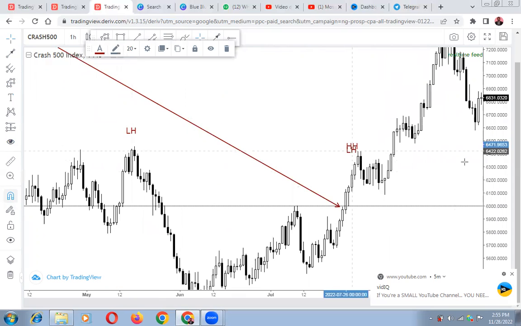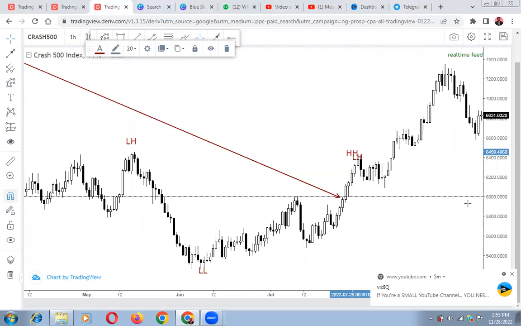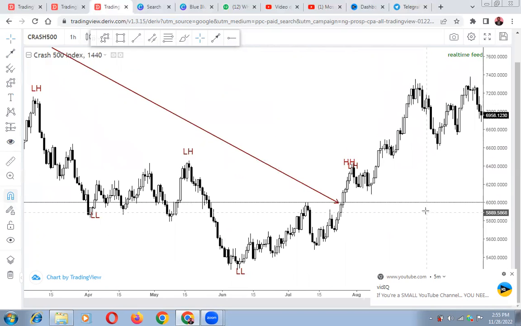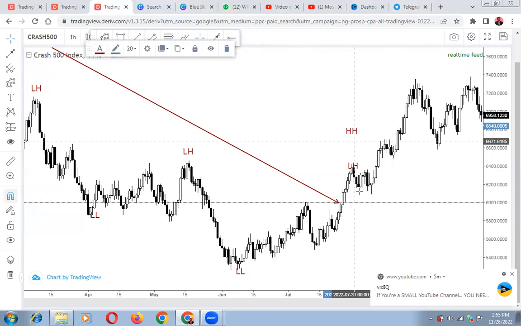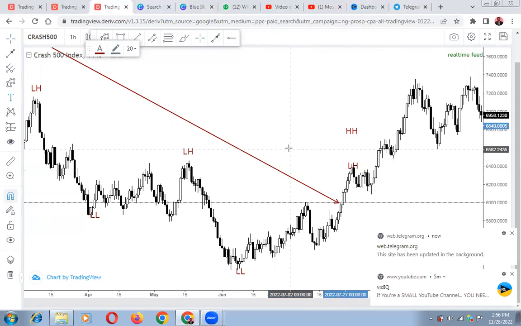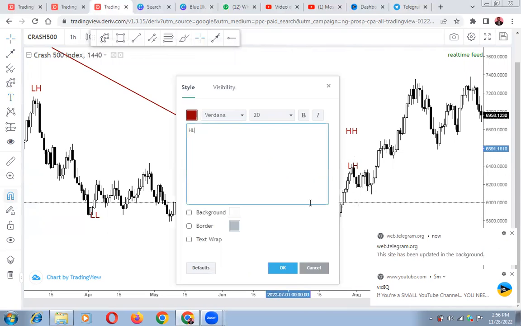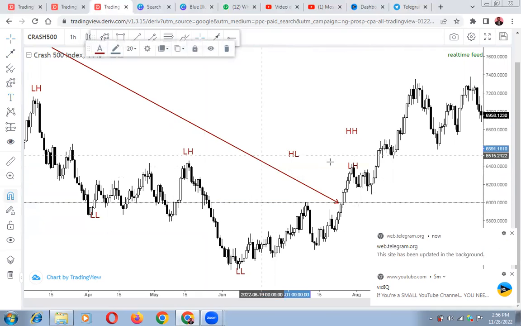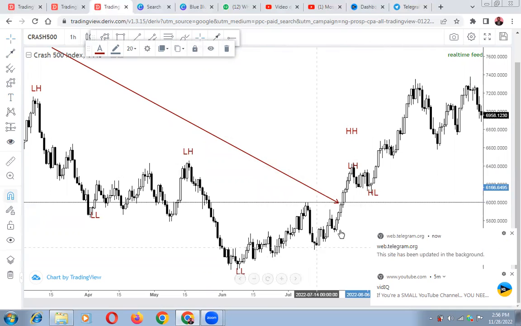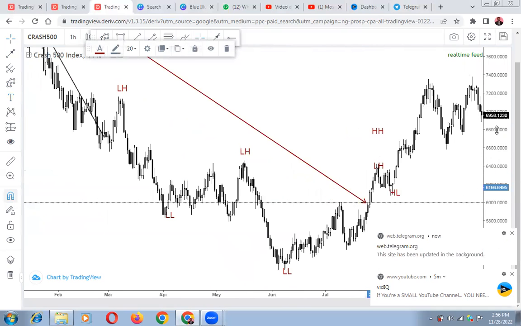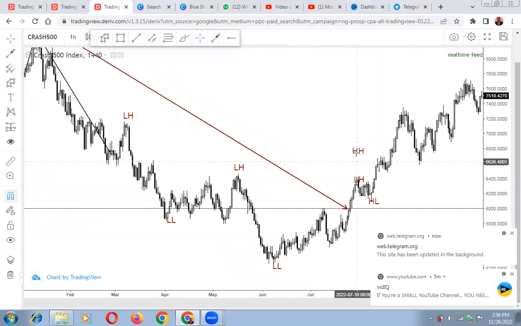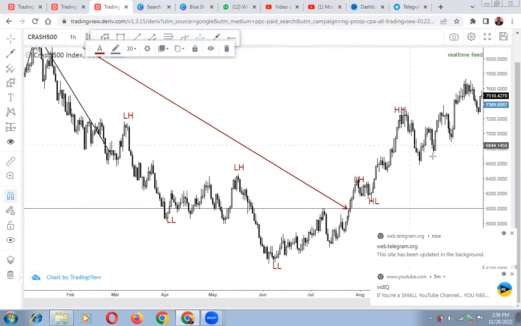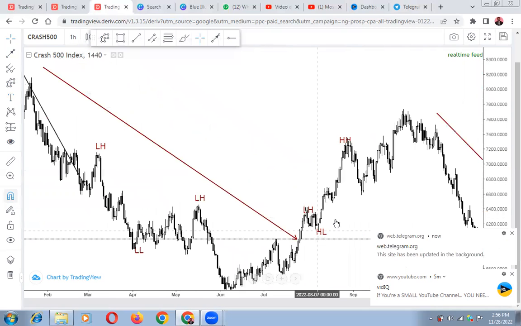Price gave us this. And this is not a lower low. This became a higher low because it's higher than the previous low. It's higher than this low. So this became a higher low. Price gave us a higher high here, and price gave us a higher low.